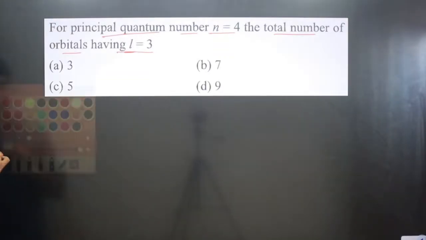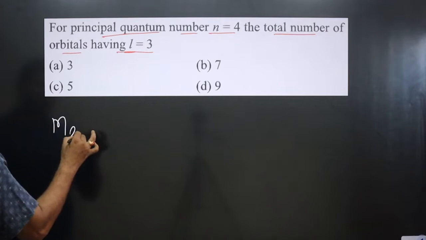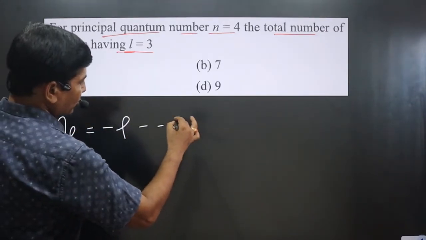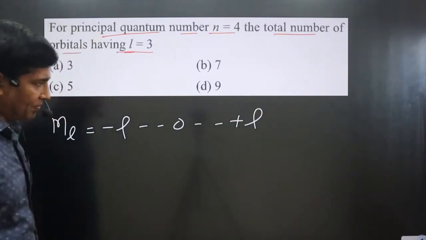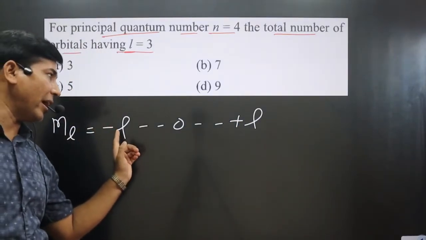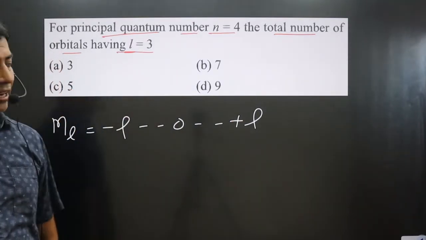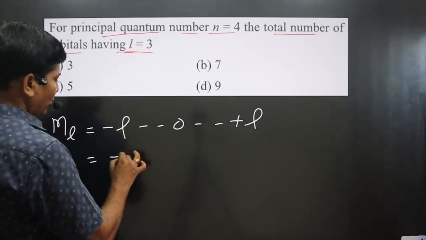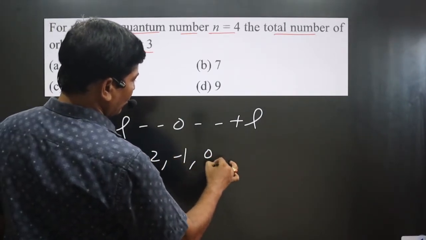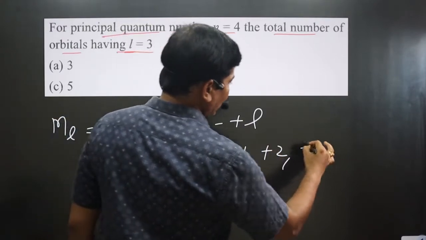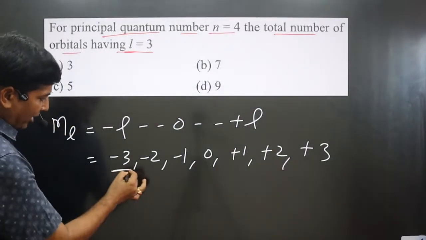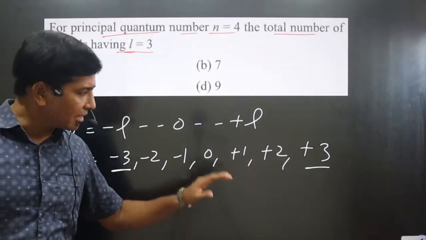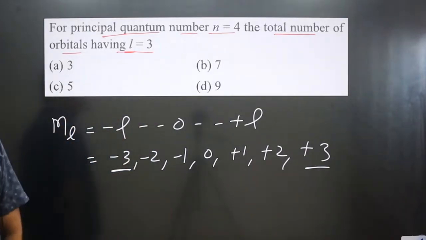We have the formula: magnetic quantum number ML is equal to minus L, then 0, and then plus L. We take the minimum value of L and go up to the maximum value of L, including 0. L value is 3, so we can write minus 3, minus 2, minus 1, 0, plus 1, plus 2, and plus 3. The minimum value is minus 3, the maximum value is plus 3, and in between whatever values come, we include those, including 0 also.